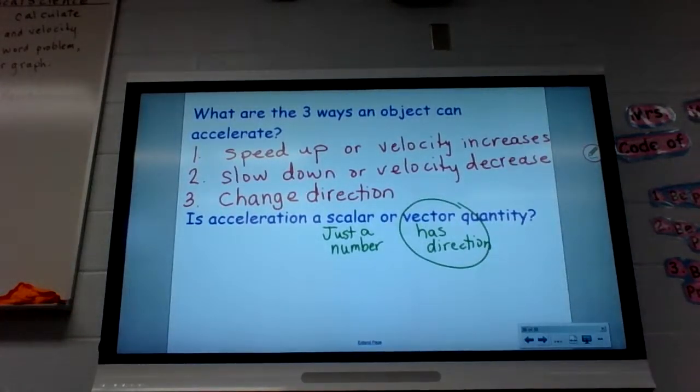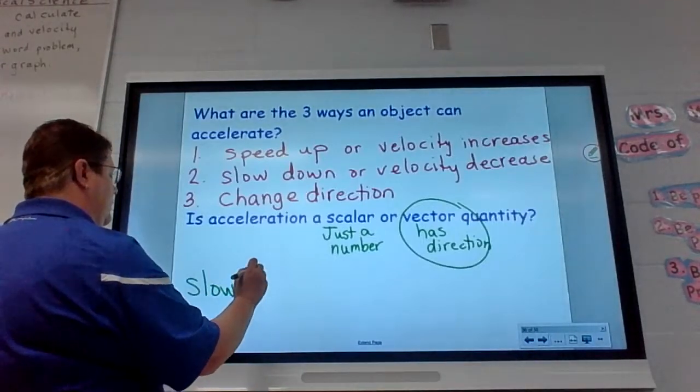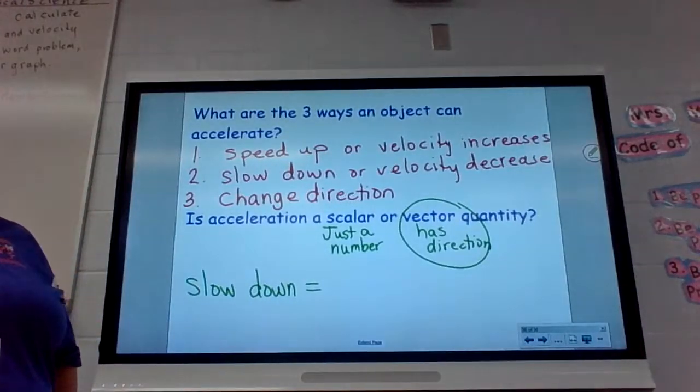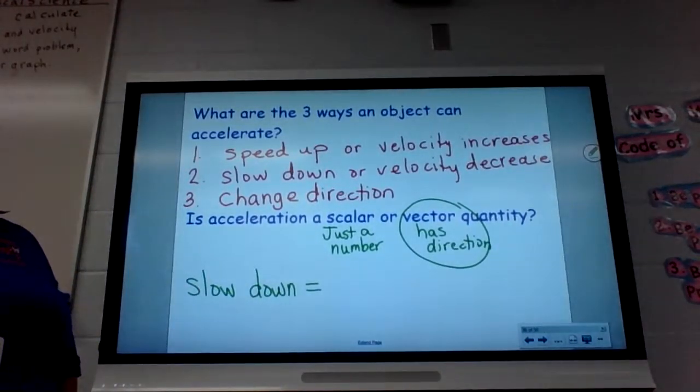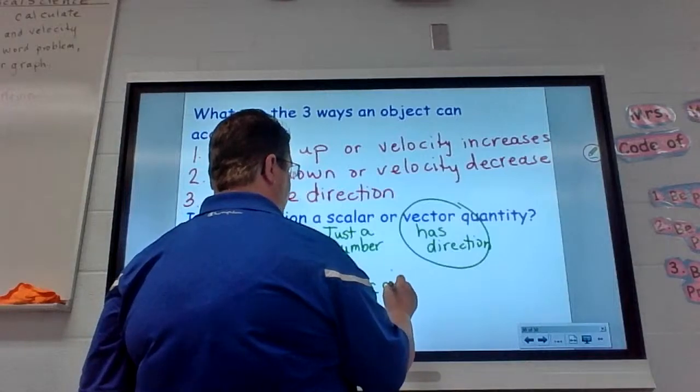Now, most people don't have any trouble figuring out that when we accelerate, we generally speed up. Everybody's like, I got that, that makes sense to me, but I don't get 2 and 3. A lot of times when we slow down, we use a word that starts with a D. Anybody know what word I might be talking about? It's like accelerate, only put a D on the front of it. Decelerate.